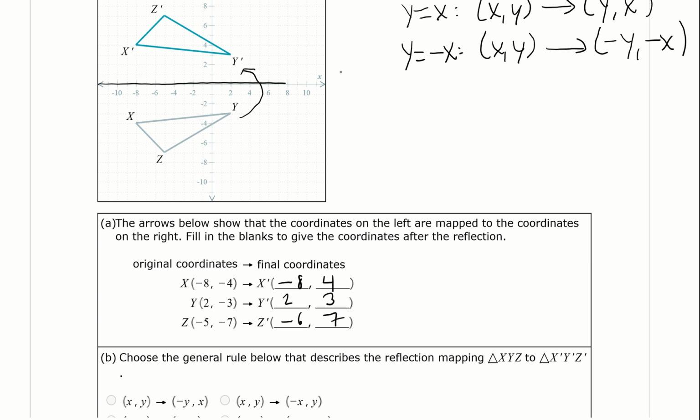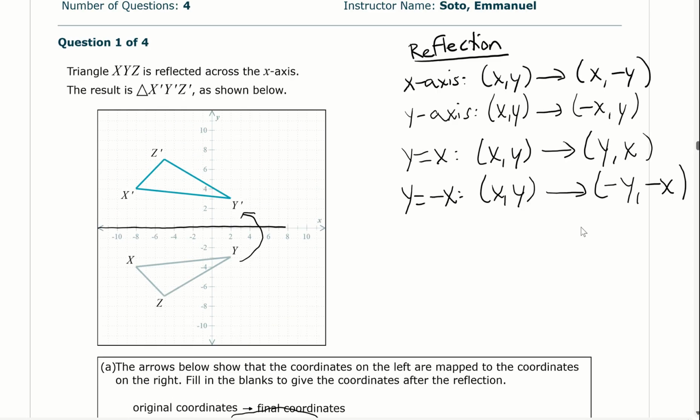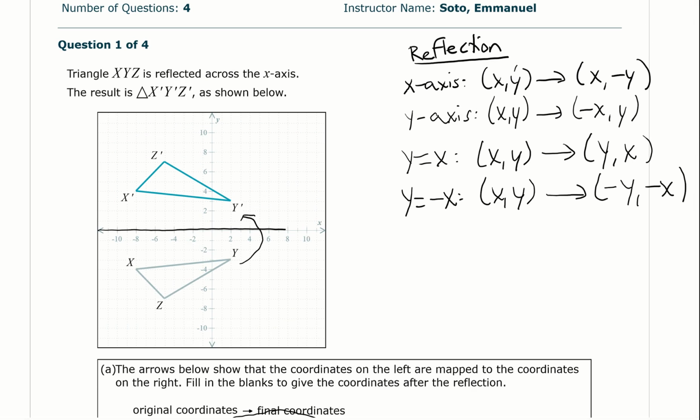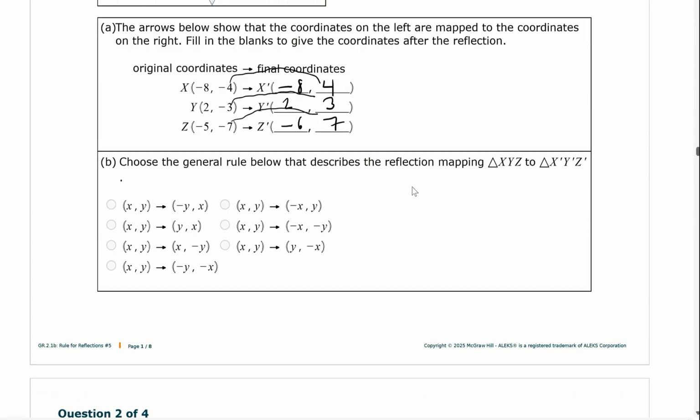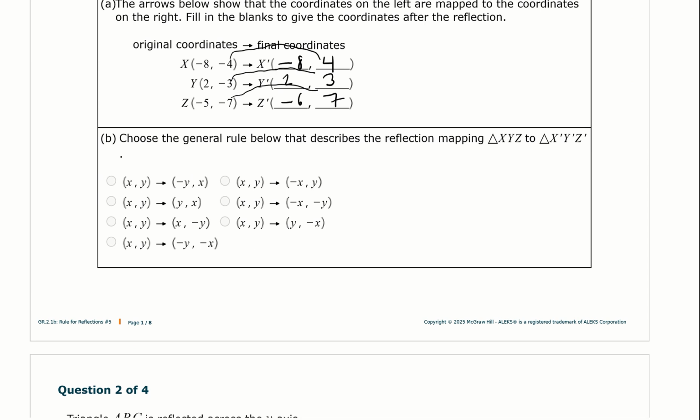You can see that the only thing that's changing here is the y-coordinate. It's changing to its opposite, from positive to negative or negative to positive. That makes sense because we're reflecting across the x-axis, so the y is the only thing changing. So in this case, the general rule for reflecting across the x-axis is going to be this one right here.